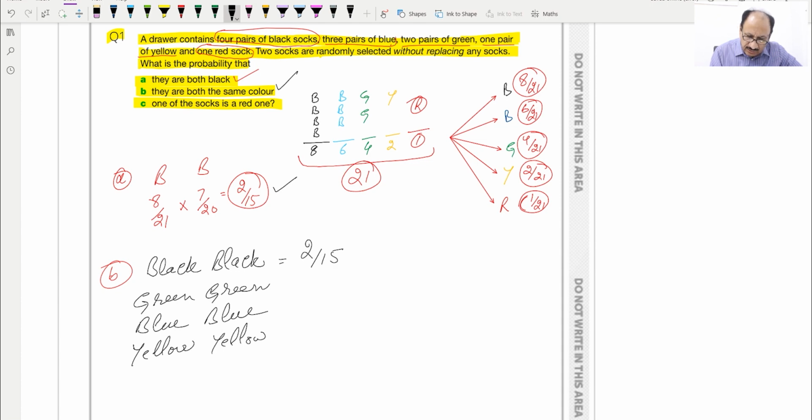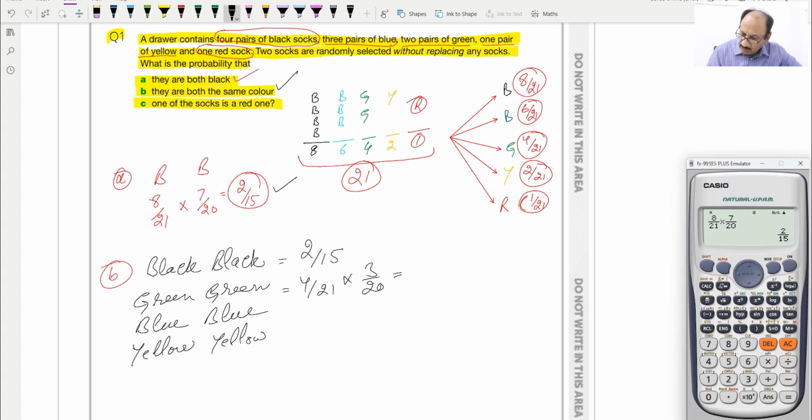For green and green, there are 4 greens, so it will be 4 over 21 multiplied by 3 over 20. These will be of the same color, so we can calculate. This will be 4 over 21 multiplied by 3 over 20, and this will be equal to 1 over 35.